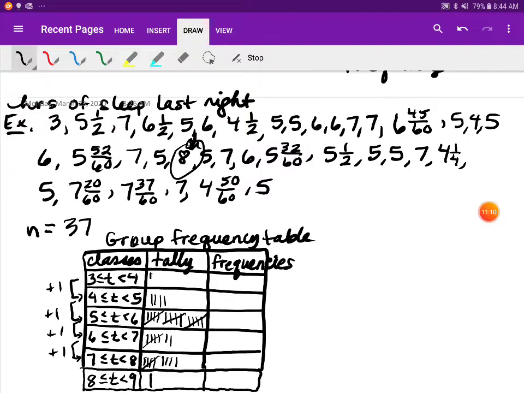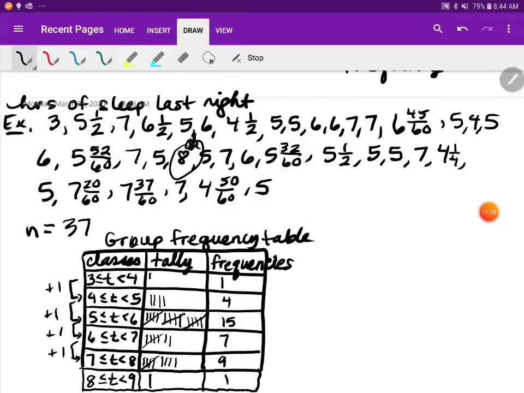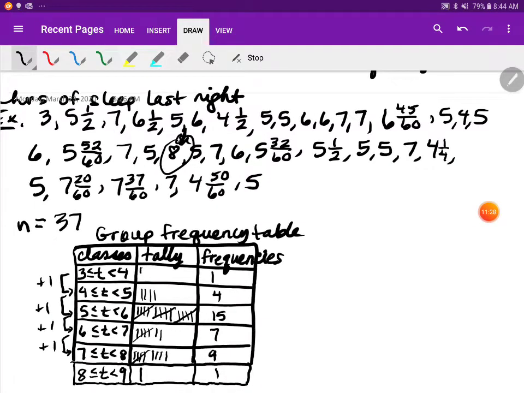So, there's different choices people have when they're making these. Okay, so 1, 4, 15. Frequencies is just counting them up: 7, 9, and 1. Okay, so visually, we can put this in a graph.